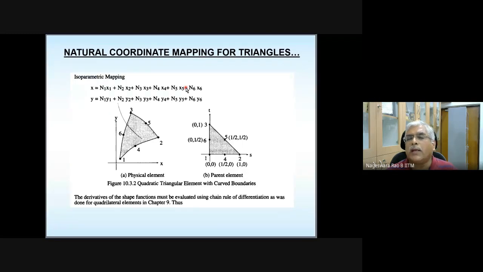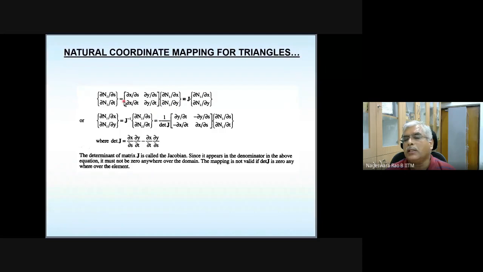Once you have the shape functions, the rest of the concepts that you learned for the quadrilateral element, you need to apply here depending on the number of nodes that you have for a particular element. Once you have this isoparametric mapping, you can derive all the other things. You take the derivatives. This expression is going to be the same. Whatever you studied for quadrilateral elements is applicable here. Okay? And determinant of J.